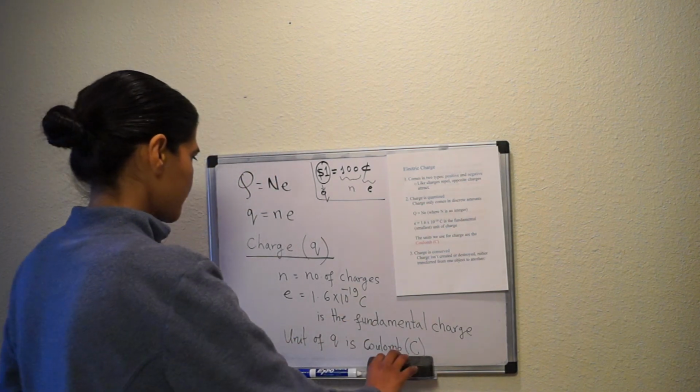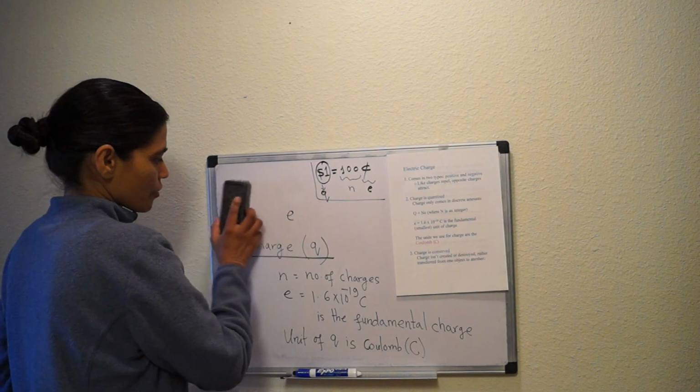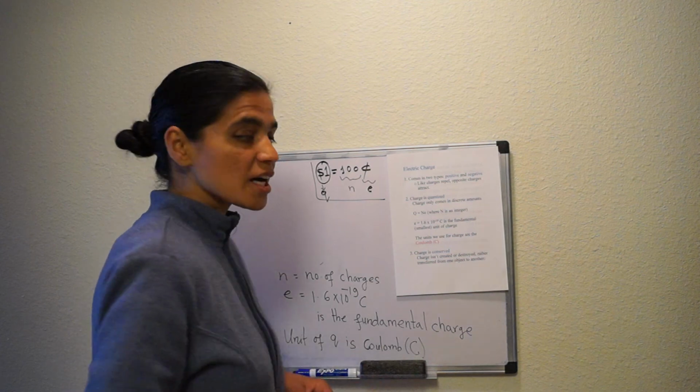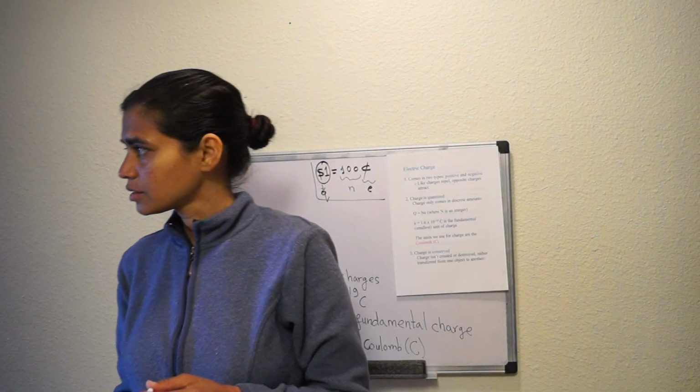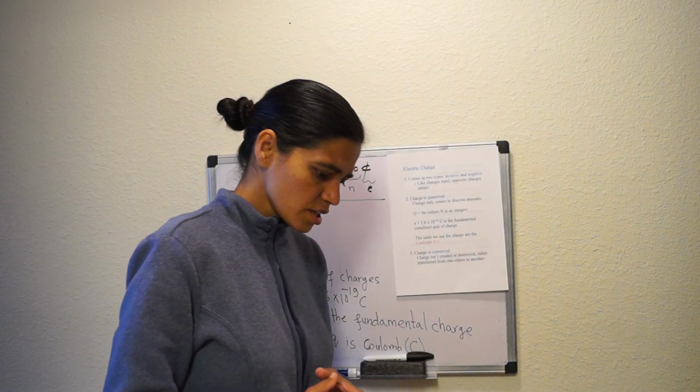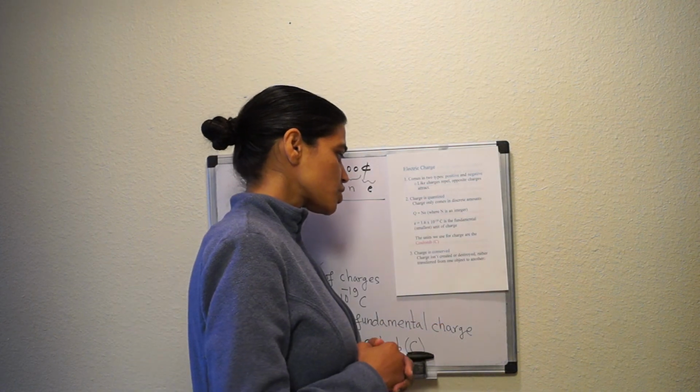Number three, the third property is that charge is conserved, okay? So what does that mean? You guys already learned about conservation of energy, right? If you learned about conservation of energy, energy is conserved. It's the same principle here. Charge is conserved. Charge cannot be created or destroyed. It can only be transferred from one object to another.